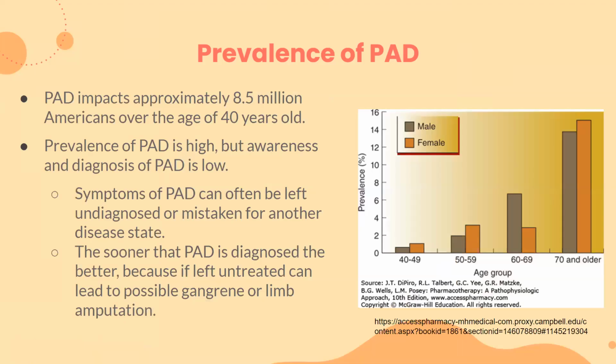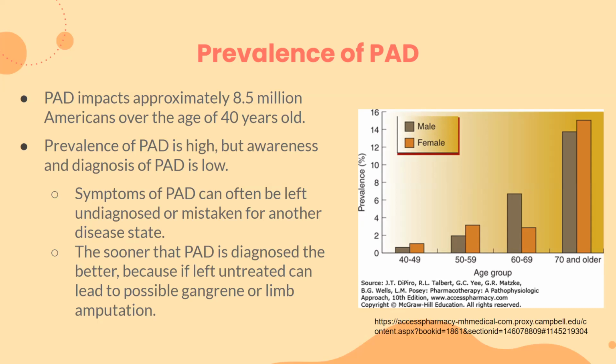So the prevalence of PAD is very common as it impacts approximately 8.5 million Americans that are over the age of 40 years old. So as we see in the graph, we start to see PAD in some patients around 40, and we see that once a patient reaches the threshold of about 65 and above, that's when PAD is most likely going to be found. And it occurs commonly in both males and females equally. However, we do typically see this disease state, particularly in our African American population, more than others.